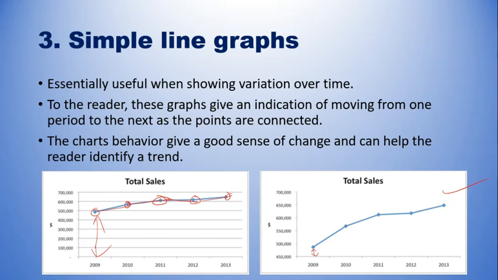In the first graph, the left side graph, you can see that the vertical axis was scaled from 0, whereas in the right side graph, the axis was started from a number which was a bit lower than the level of the first sales, the level of 2009 sales, which was 450,000. All right, so that's an issue of scaling.